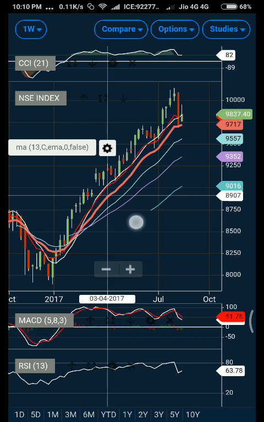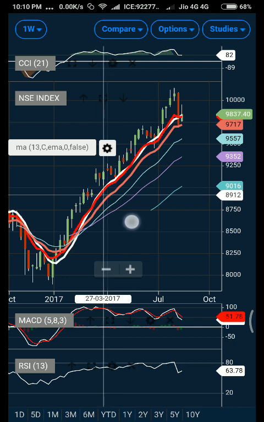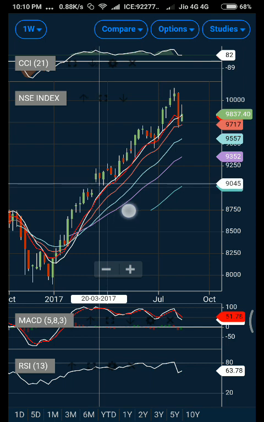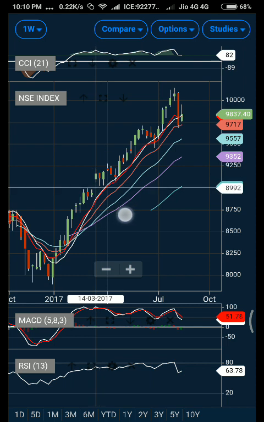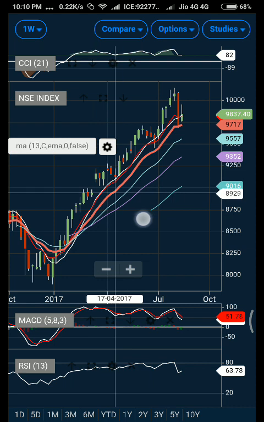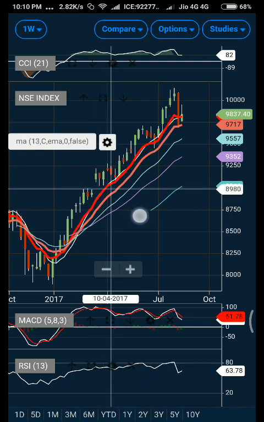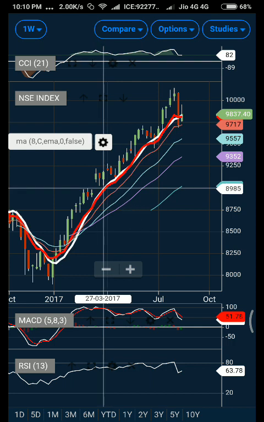So there is an indicator CCI, which I have already explained to you in detail. We are going to use that indicator, plus we are also going to use moving averages. Apart from that, MACD and RSI are also going to help us in deciding the upcoming moves for the week for both Nifty and Bank Nifty. So let us begin our analysis with Nifty.